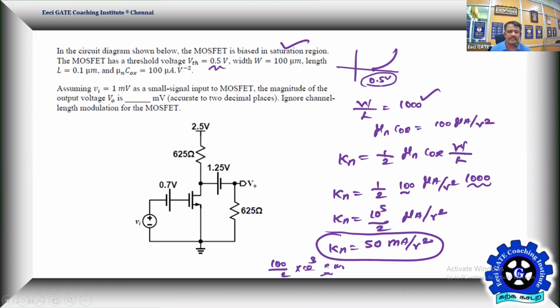It is biased already in saturation region, that's what is said. But we need the small signal equivalent to comment on the voltage gain asked by the problem. So assuming Vin is equal to 1 millivolt as a small signal input to the MOSFET, the magnitude of the output voltage V0 is asked. V0 can be negative or positive, but the problem is looking for only the magnitude, the modulus of V0, in millivolts, accurate to 2 decimal places. Ignore channel length modulation, that's what we usually do. So he didn't complicate the problem by giving channel length modulation.